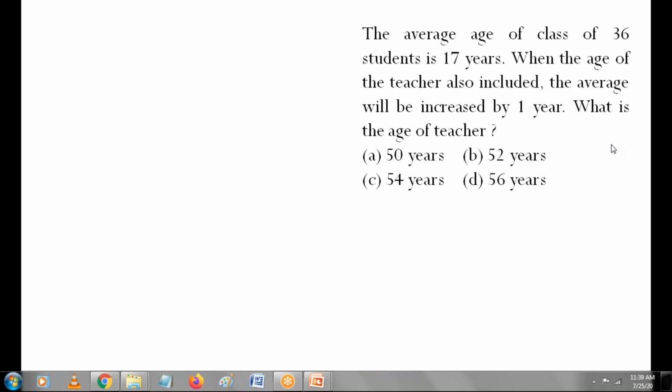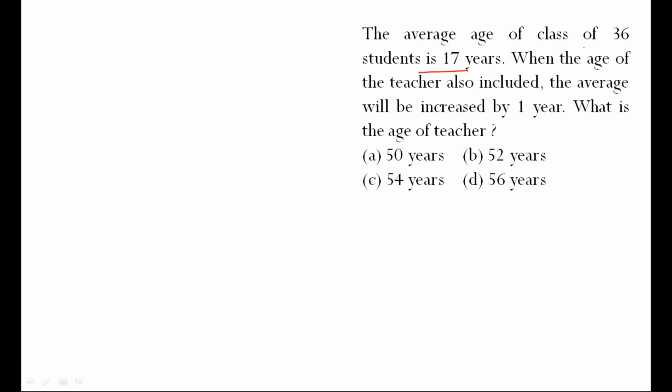Now, friends, let's see this question. Average age of class of 36 students is 17 years. So they're given 36 students, average is 17 years. Now using sum equal to average into number of, friends, there are some shortcuts which are applicable for terms and conditions. It's not required. Just use this.